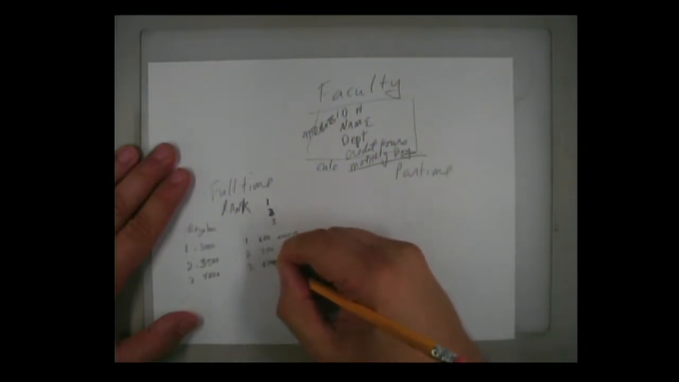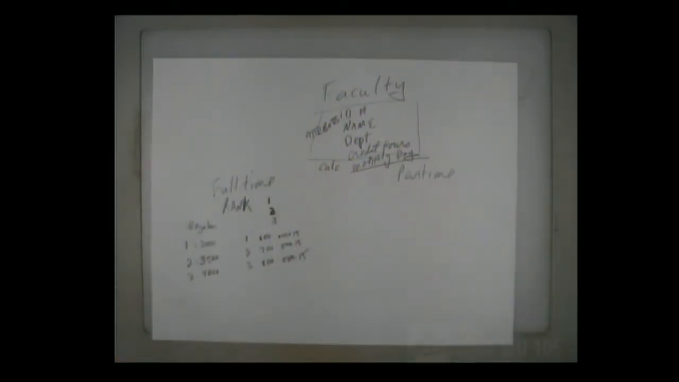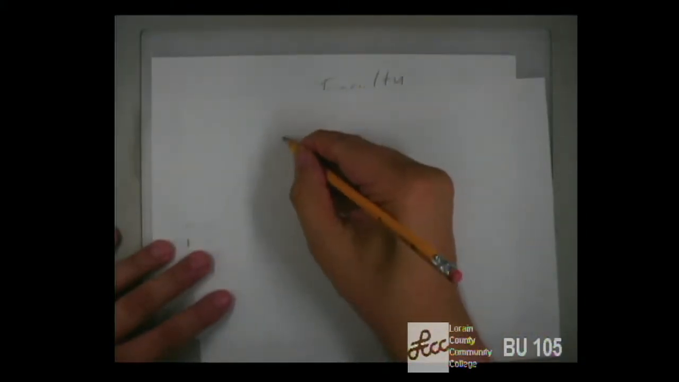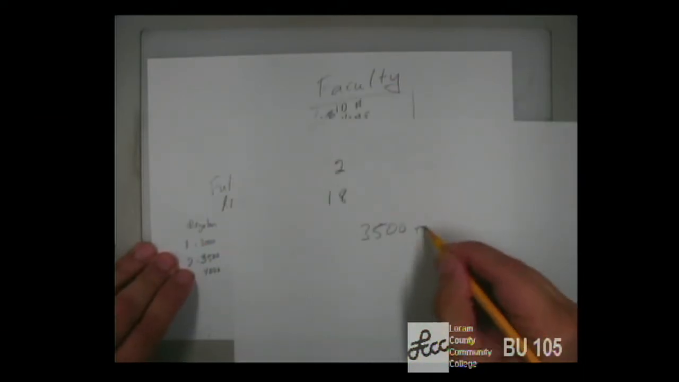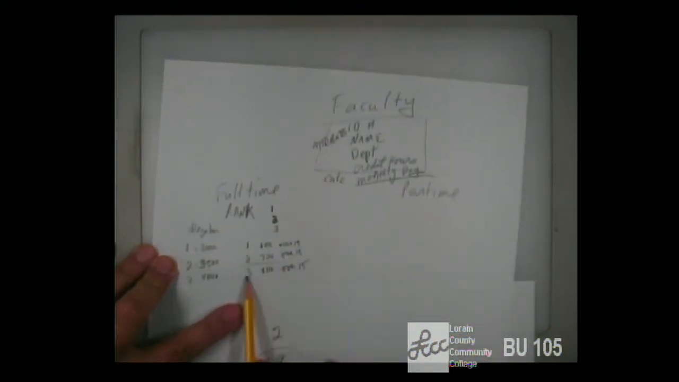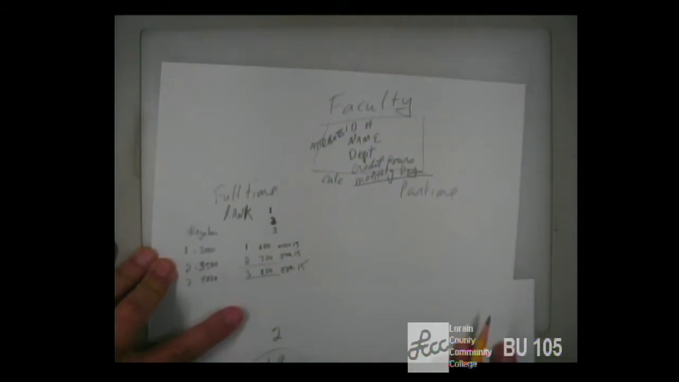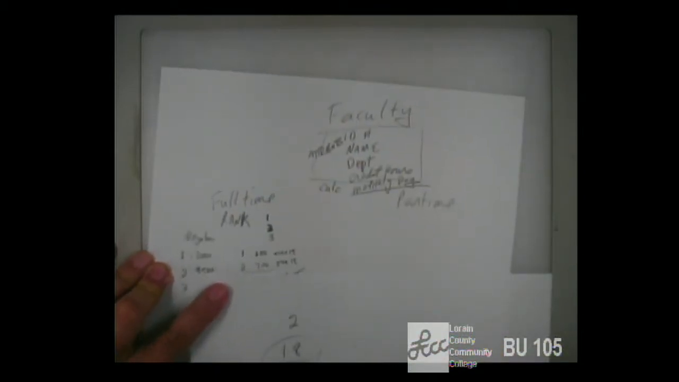So, let's do a for instance. If a faculty had a rank of 2 and they taught 18 credit hours, what would their salary be? Well, their regular salary would be $3,500, plus they would get 3 times the number of credit hours over 15. That would be 3 times 800. No, 3 times 700, because their rank is 2. So they would get paid $2,100 extra. So their total pay would be $5,600.